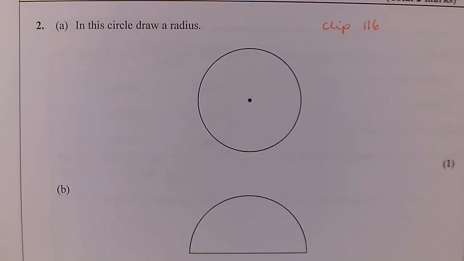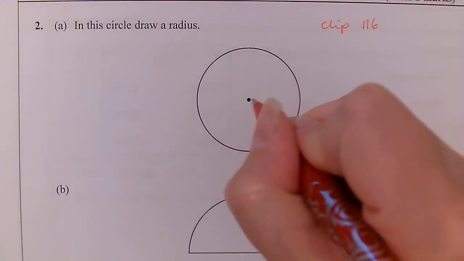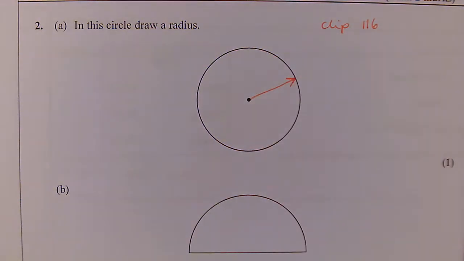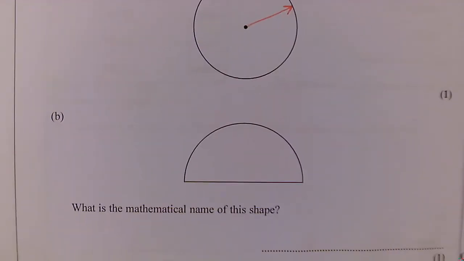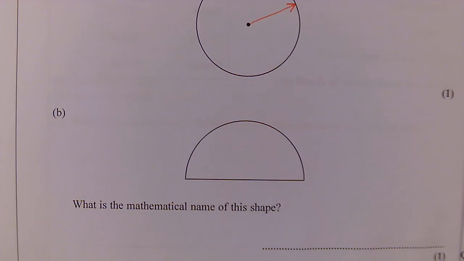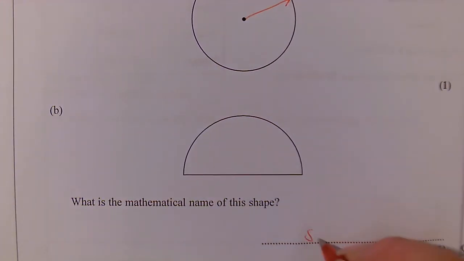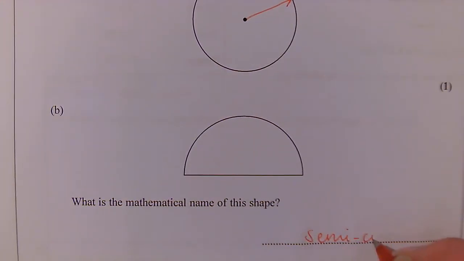Question 2, parts of a circle now. So drawing the radius. So radius goes from the centre to the circumference. And then part B, write down the mathematical name of this shape. It is a semicircle.